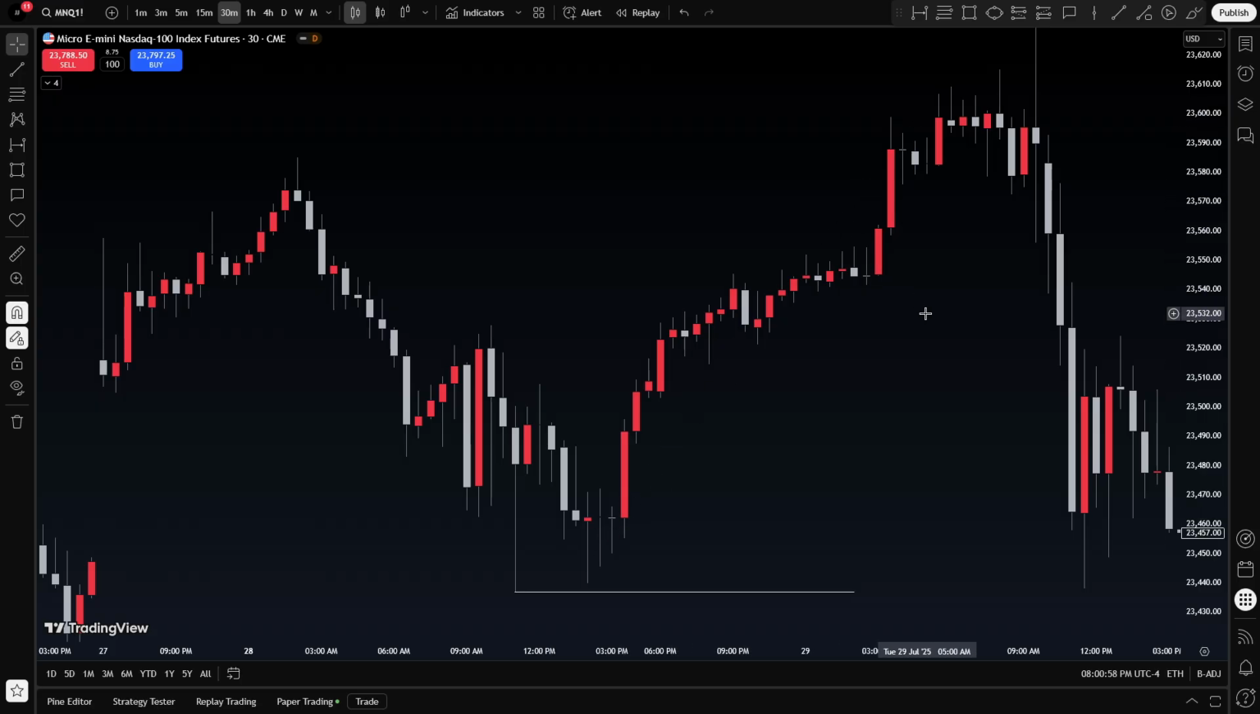So price can now take out this swing, right? Because this is sell-side liquidity. There's sell-side liquidity not before, but below this swing. And I'm not editing that out.